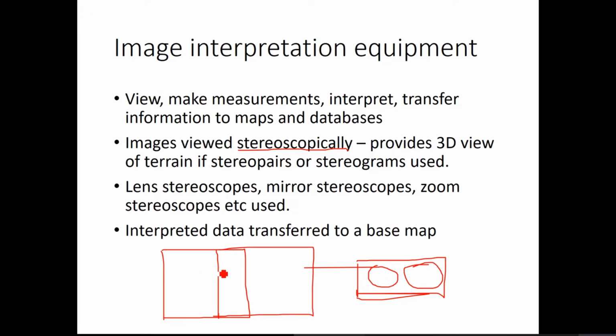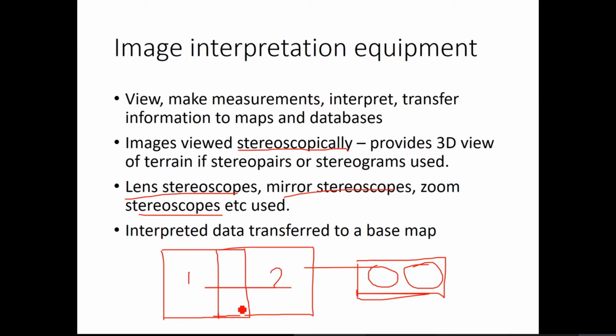We look at adjacent images. We look at a stereo pair using a stereogram or a stereoscope. So this will provide you a 3D view of this terrain. And you know, there are different types of stereoscopes in use. You have lens stereoscopes, mirror stereoscopes, zoom stereoscopes, etc. So you view these stereoscopic images.